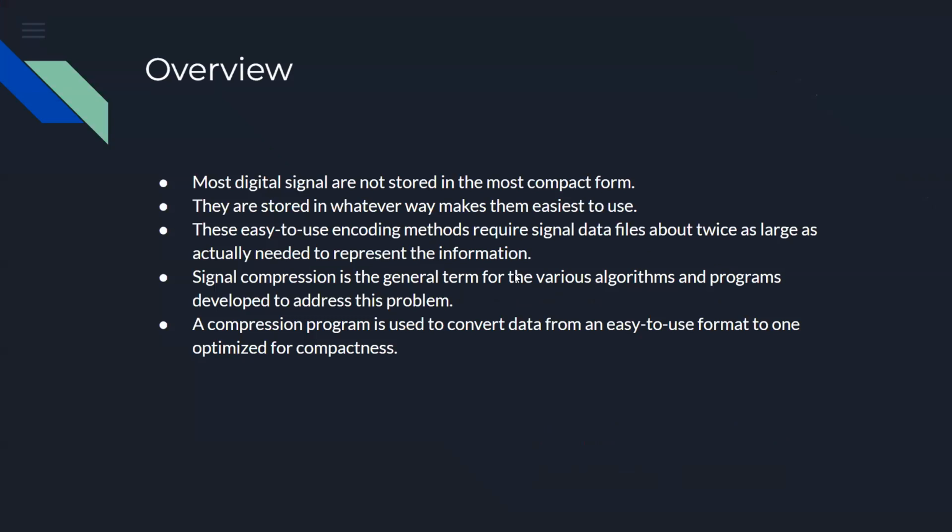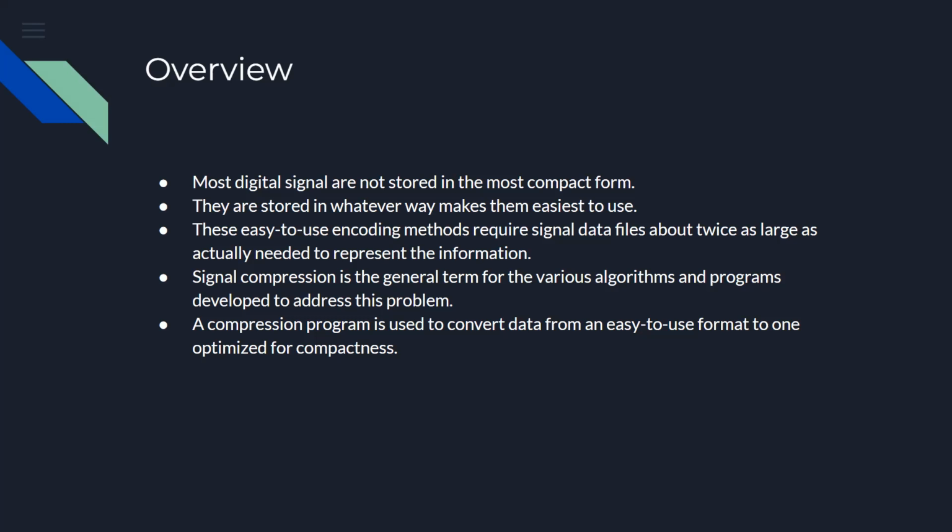Signal transmission and storage cost money. The more information being dealt with, the more it costs. In spite of this, most digital signals are not stored in the most compact form. Rather, they are stored in whatever way makes them easiest to use, such as ASCII text from word processors, binary code that can be executed on a computer, individual samples from a data acquisition system. Typically, these easy-to-use encoding methods require data files about twice as large as actually needed to represent the information.